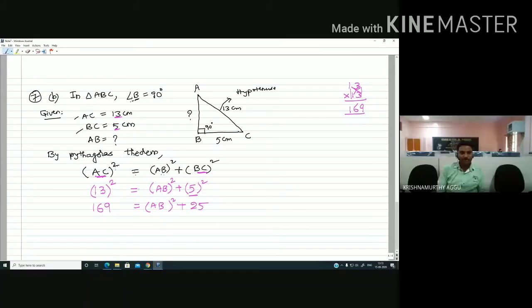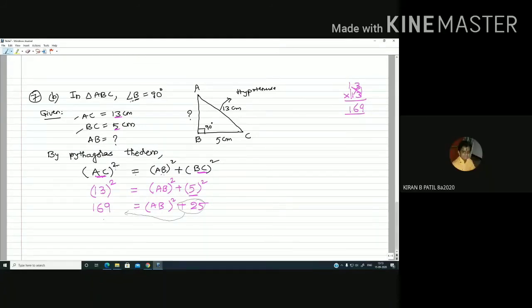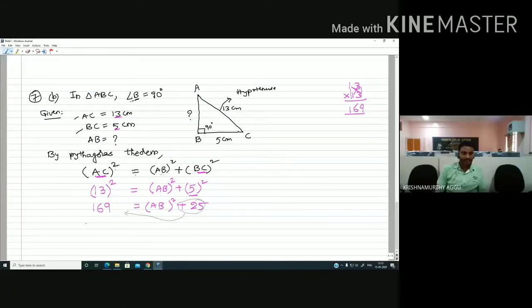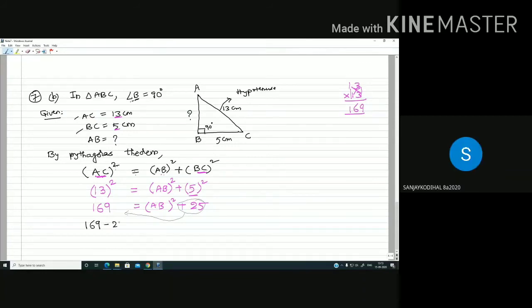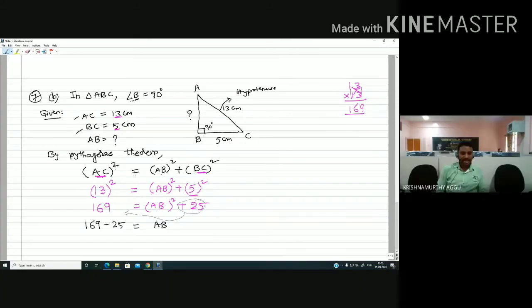Now if you transpose this plus 25 to the left hand side, it will become minus 25. So 169 minus 25 is equal to AB square. Let us do it here: 169 minus 25. 9 minus 5 is 4, 6 minus 2 is 4, and this is 1. So 144 equals AB square.